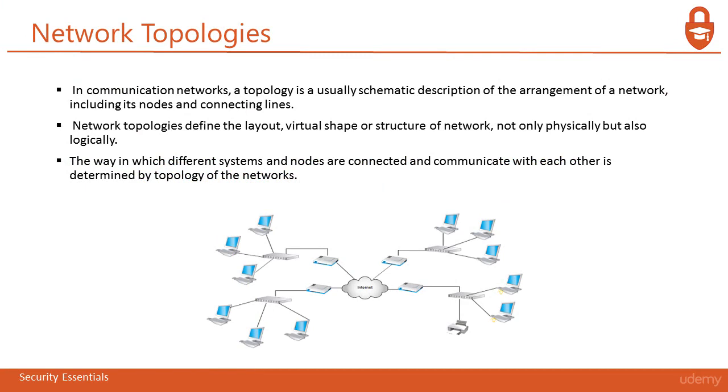Next, we'll be going over network topologies. A topology is usually a schematic description of the arrangement of a network, including its nodes and connecting lines. So the topologies show us how our systems and devices are connected with each other. Network topologies define the layout of the virtual structure of a network, not only physically, but also logically. The way in which different systems and nodes are connected and communicate with each other is determined by the topology of the network. Like we are in a ring topology or tree topology, we'll discuss these in a bit.